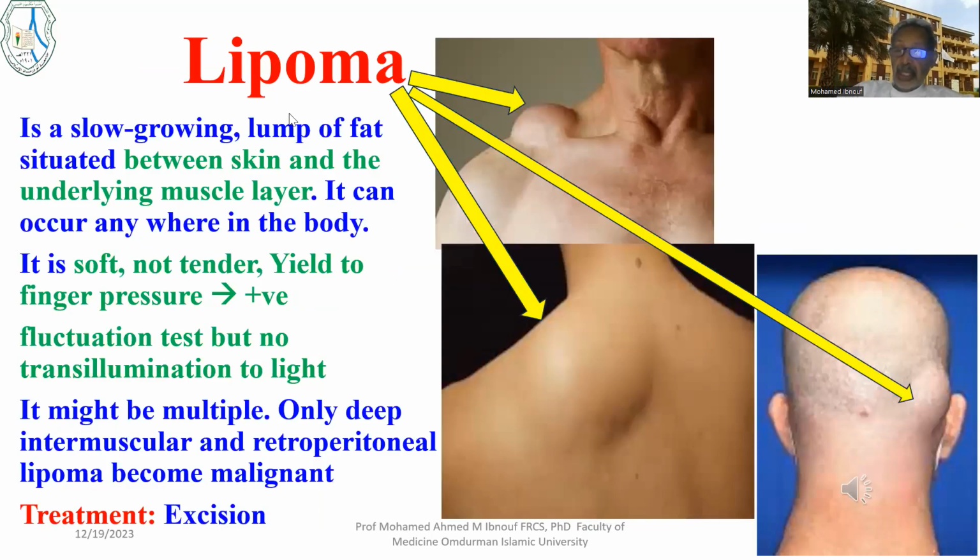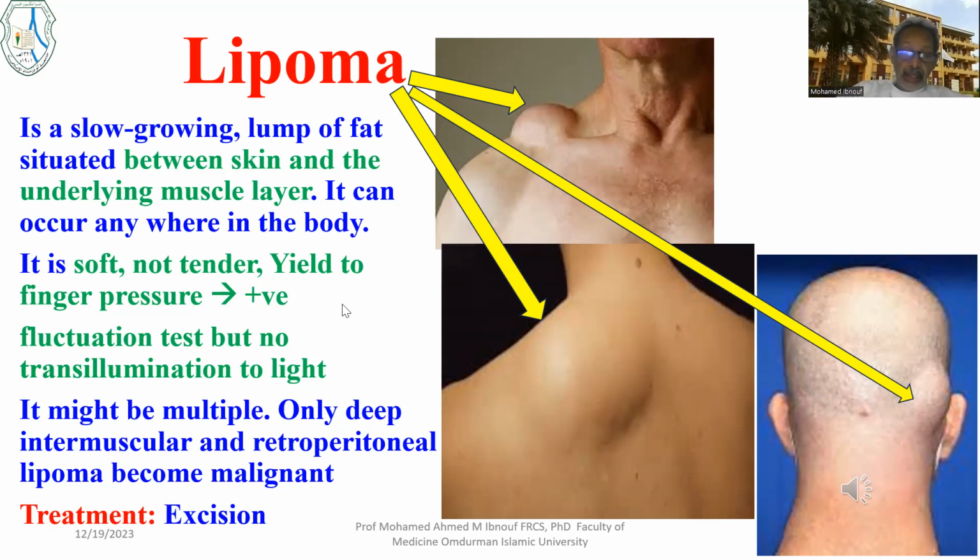Then the subcutaneous swellings. I will start with lipoma. Lipoma is a subcutaneous swelling. You can grasp the skin over it. It is usually rounded, smooth, and very soft. One can demonstrate a positive fluctuation test, but it is negative for transillumination.